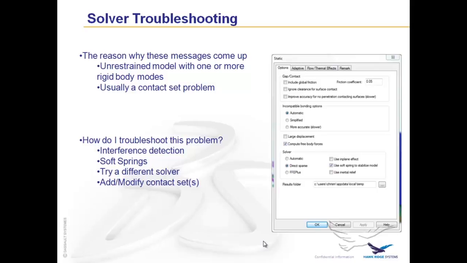Now, one other thing that I did find is see if it happens in both solvers. If you're trying it in one solver and it fails, try it in another solver and see if that will actually go through or not. And instead of getting an error, you might get an excessive displacements warning, and from there you can see what's moving or what's going wrong with your model. And then once you've figured out what's going on, you're going to need to add or modify the contact sets that you already have.